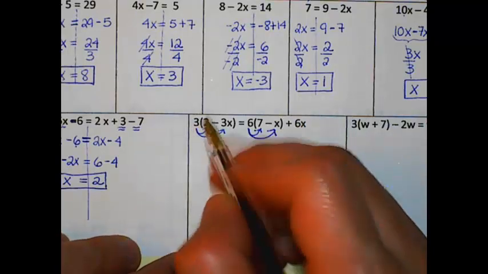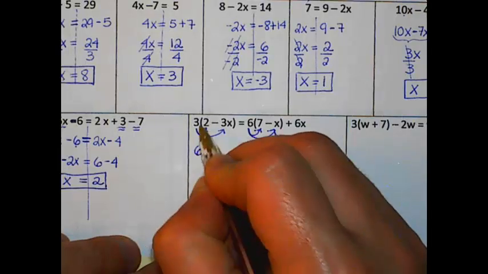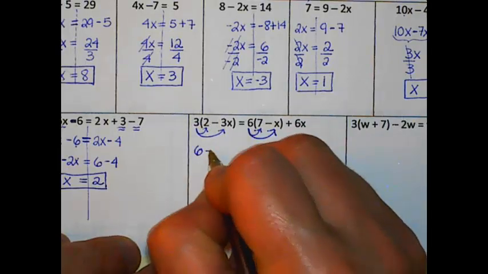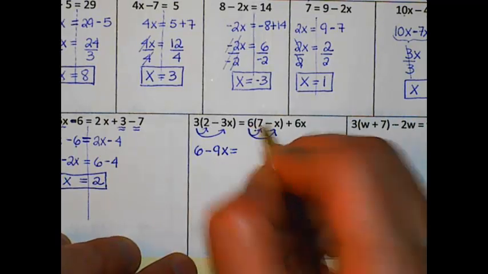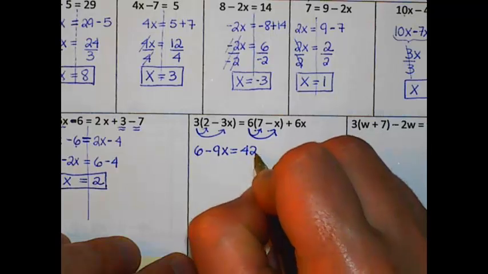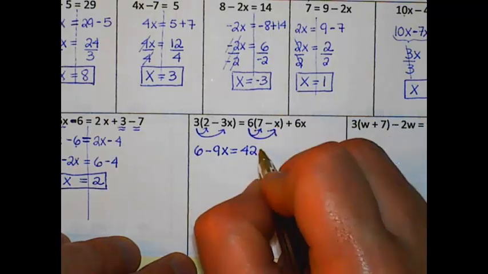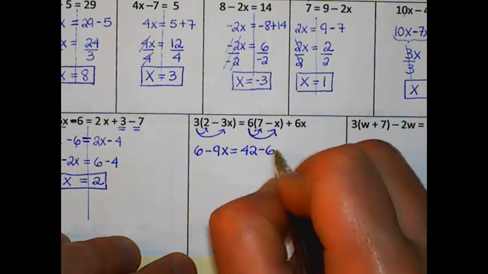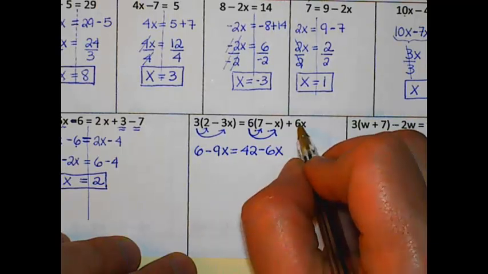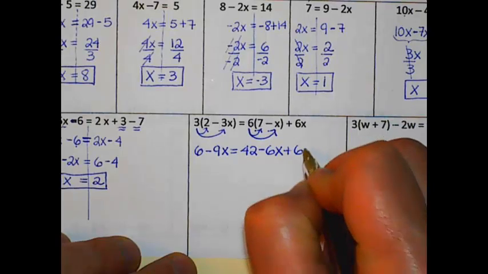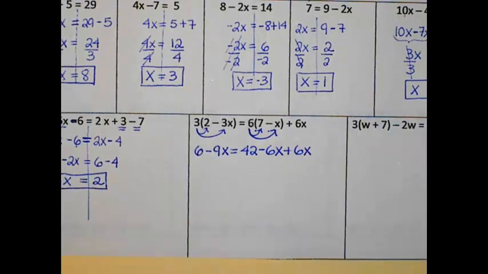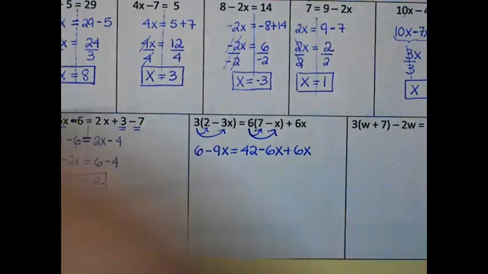So let's multiply. 3 times 2 is 6. 3 times negative 3x is negative 9x. 6 times 7 is 42. 6 times negative x is negative 6x. And we're not going to multiply 6x, we're just going to bring it down. And there we go. We eliminated parentheses.